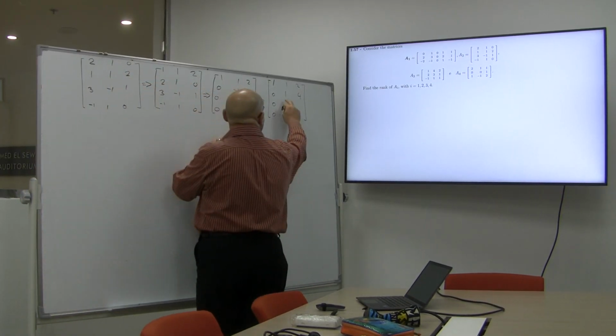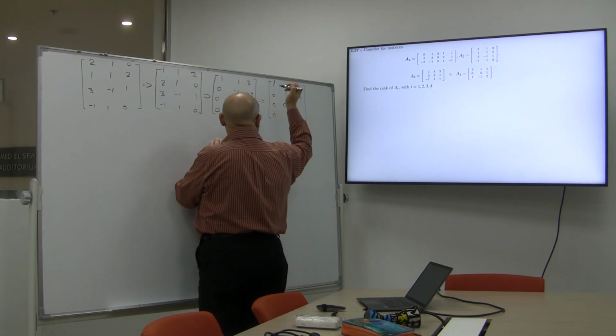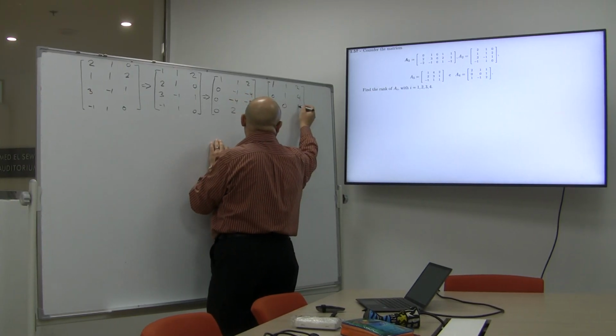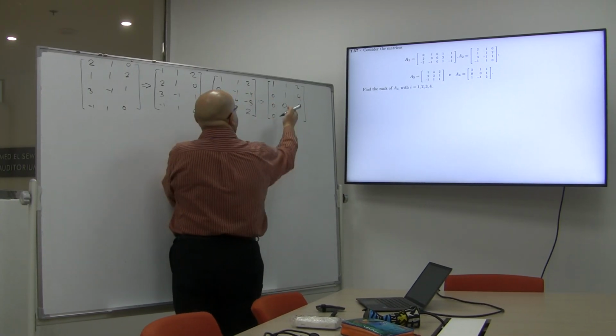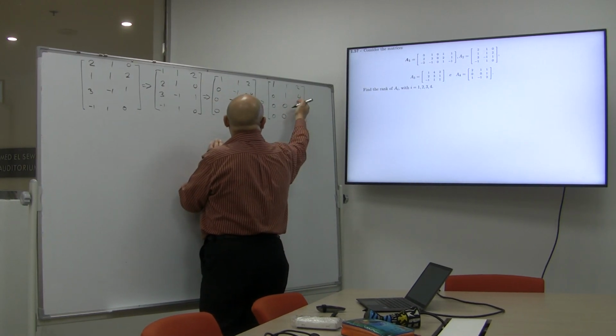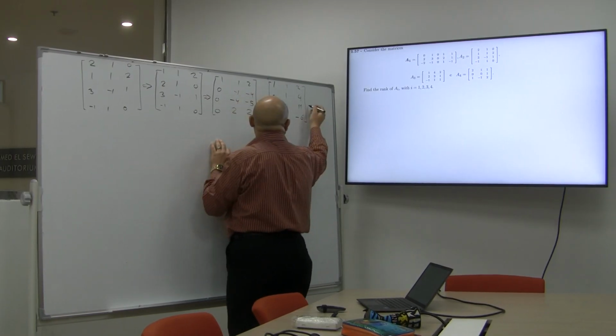Multiply by 4 plus negative 4, so the result will be 0. Multiply by 4, it's going to be 16, minus 5, it's going to be 11. Same way, negative 2 plus 2, so it will be 0. Negative 2 times 4 is negative 8, plus 2, so it will be negative 6.